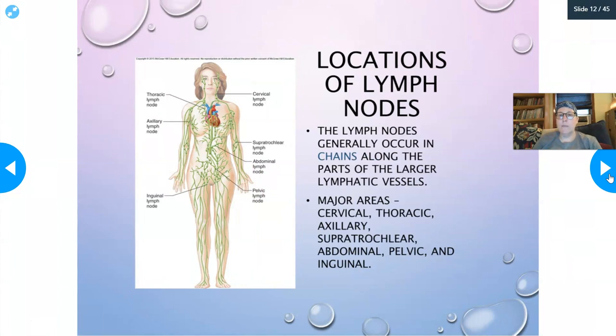Lymph nodes generally occur in chains along parts of the larger lymphatic vessels. The major areas where you find lymph nodes are the cervical, thoracic, in the thorax area, axillary, the armpit area, supratrochlear, abdominal, pelvic, and inguinal. Those I can't really point to, but you can see them here in this picture.